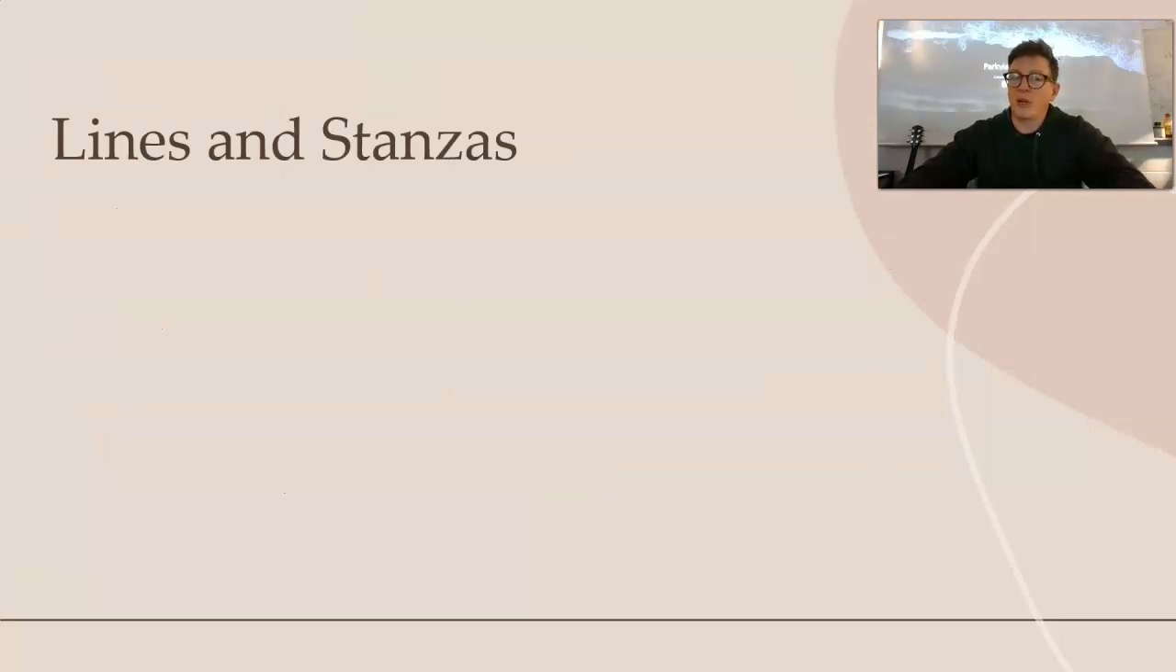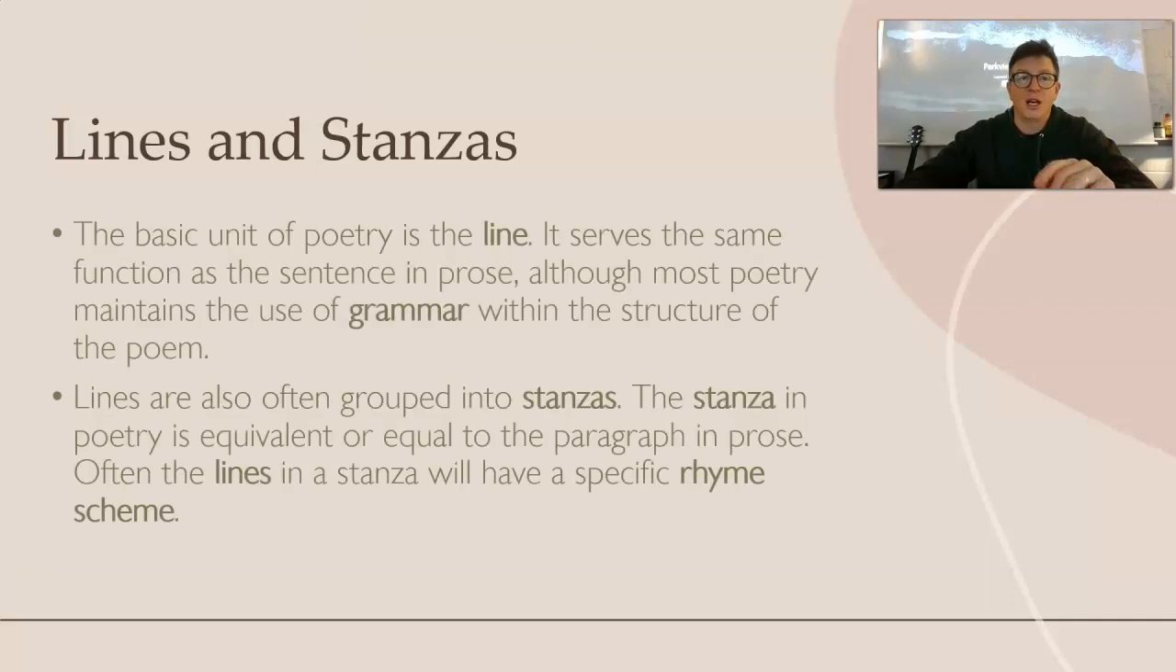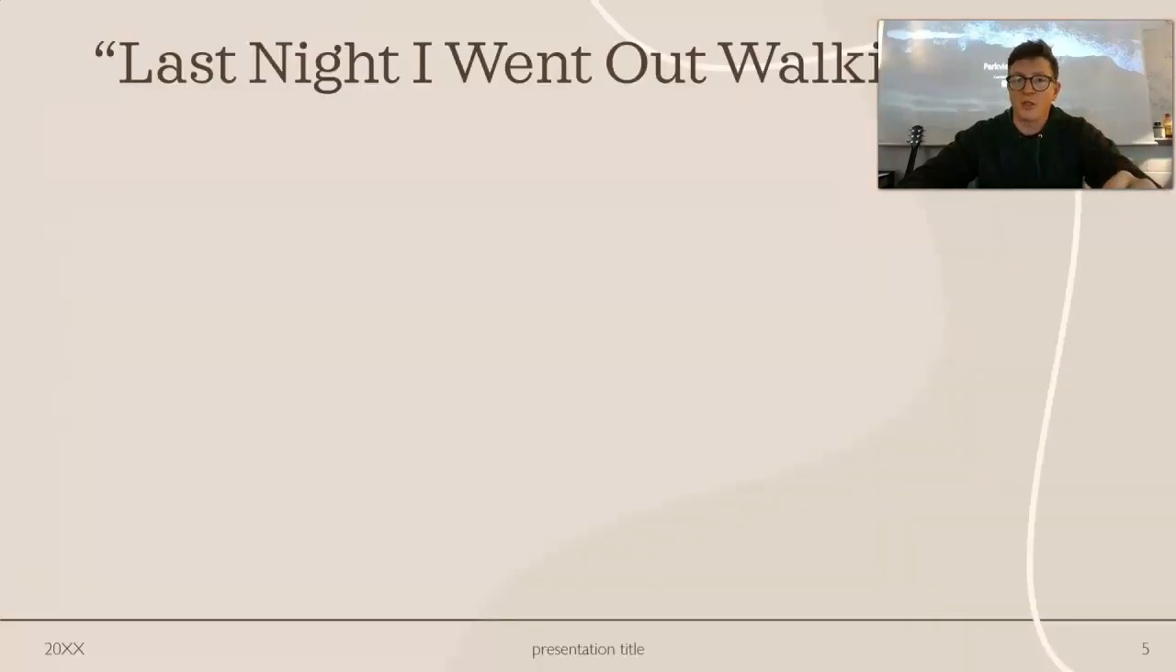Poetry, though, this is important because when you are analyzing poems for essay 2, you need to be able to differentiate between lines and stanzas. A line is an individual line of a poem, and stanzas are kind of like paragraphs. They're chunks of poetry. So, for example, this great poem. I love this poem. Last night I went out walking. The numbers in parentheses that you're going to see are the line numbers.